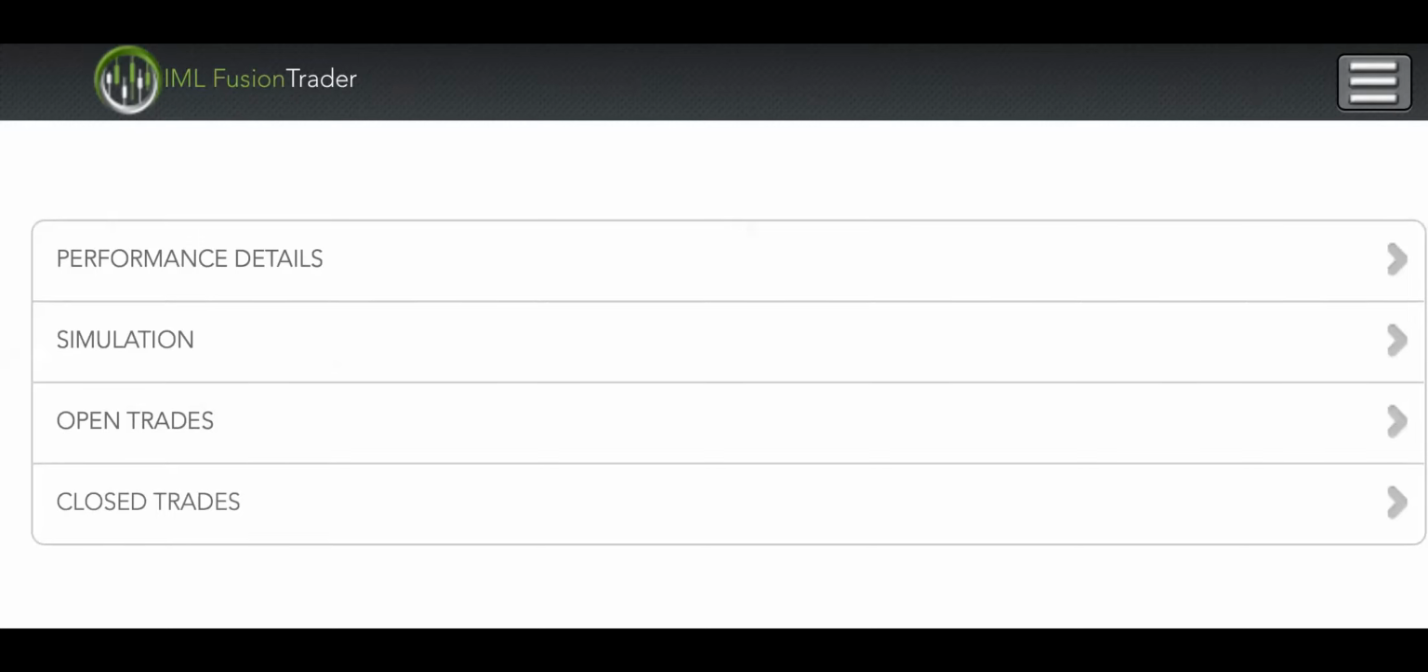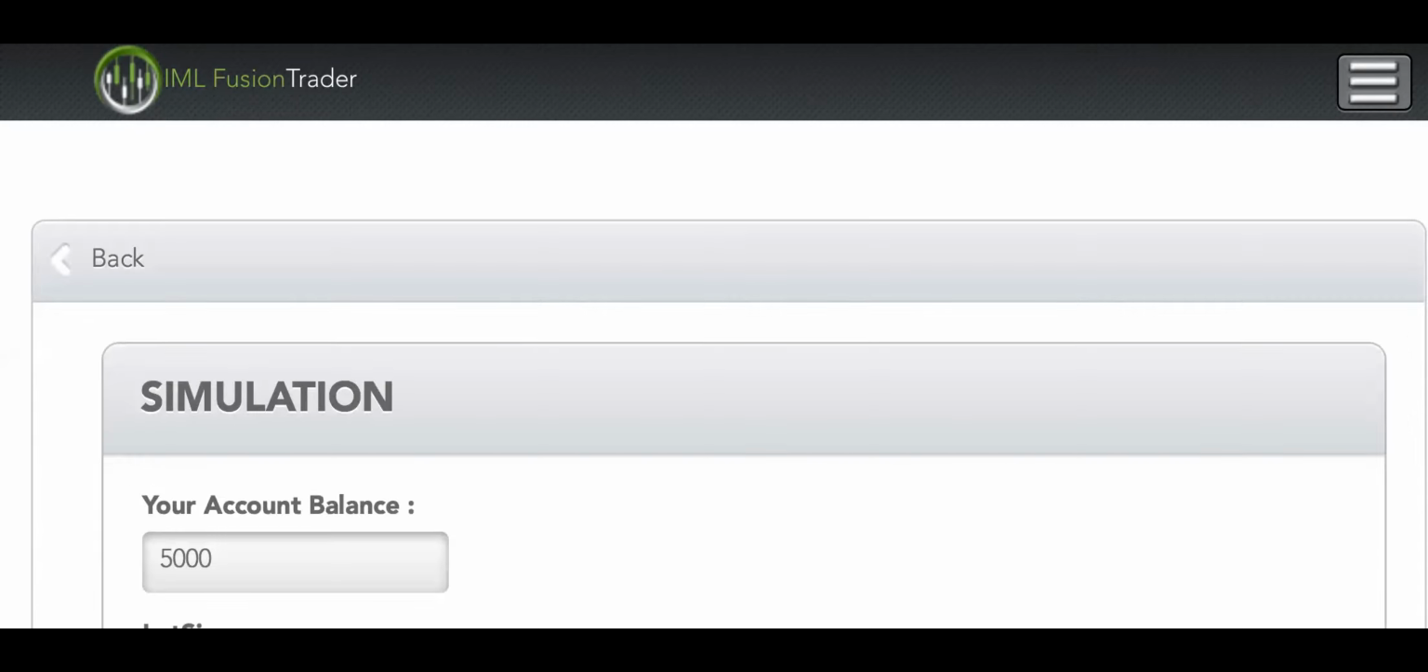What a simulation does for you and for a person you're sharing with is show them, okay, if you were to start your account when this trader started their account and you mirrored this trader, based off of how much money you put in and what your lot size is, this is how your account would have grown. Let's click on simulation just to show an example.